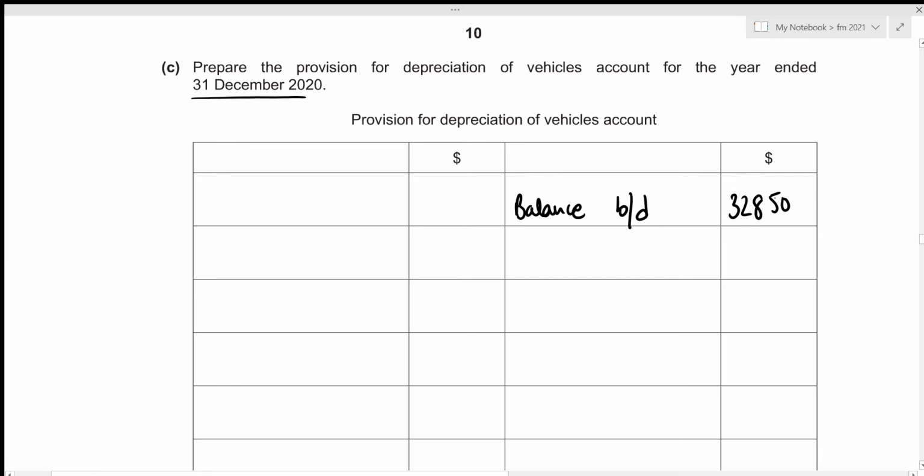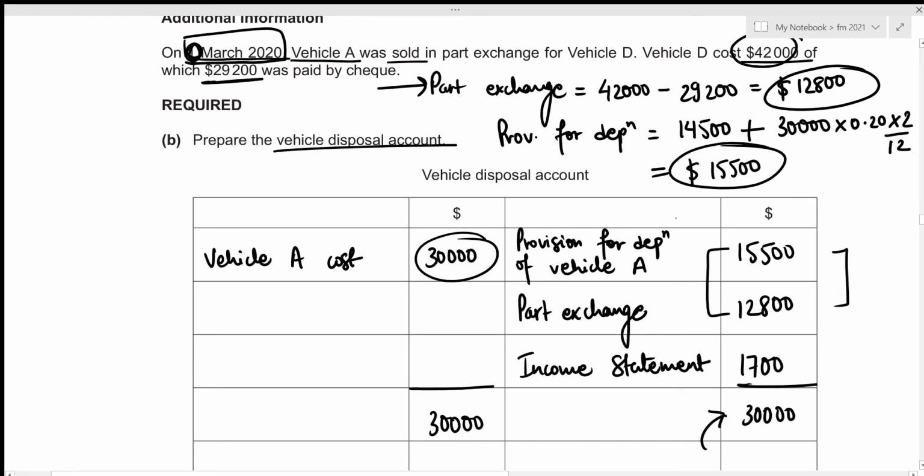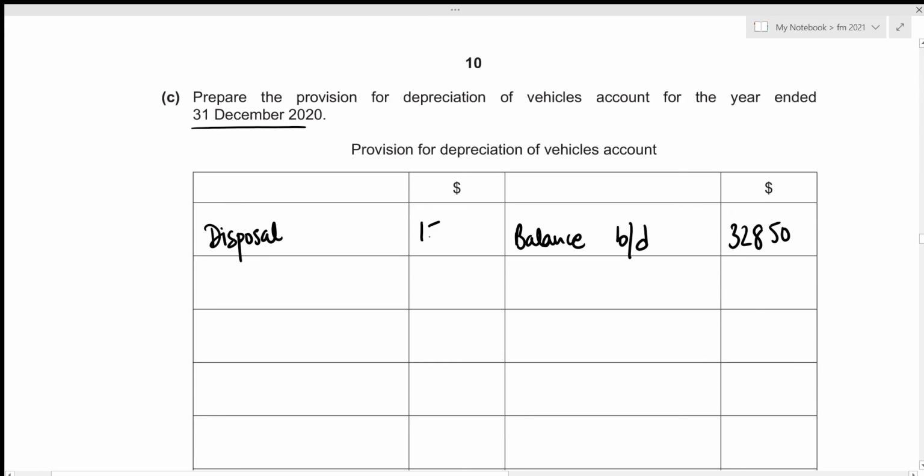We also disposed vehicle A, so we need to subtract that disposed vehicle's provision for depreciation, which means that whatever disposal provision for depreciation there is would be recorded on the debit side. So we can write it under the heading of disposal. We already figured out the disposed vehicle's provision for depreciation while creating its disposal account above. Let's have a look. We recorded the provision for depreciation right here, and its value was 15,500. So we just need to subtract this value from our total provision for depreciation, which is why we are recording its value on the debit side. Let's write it down. So that's 15,500.